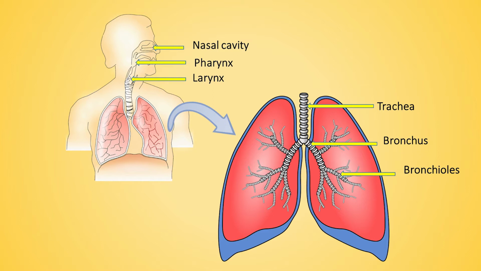Bronchus inside the lung further divide into bronchioles. Fine branches of bronchioles end up in sacs of air known as alveoli. We discuss alveoli in the next sections of this lesson. Let's learn about each part of the human respiratory system in detail.